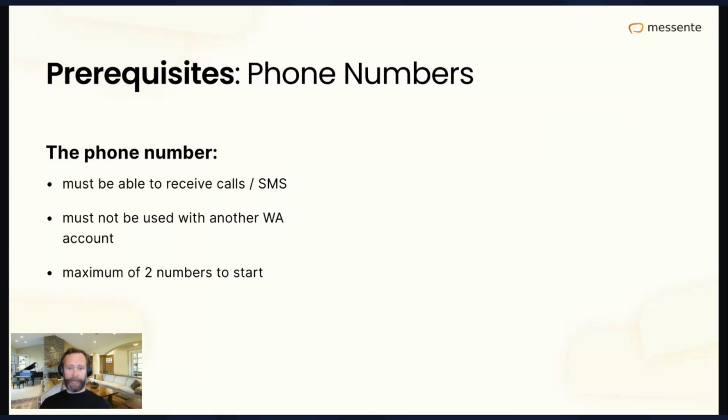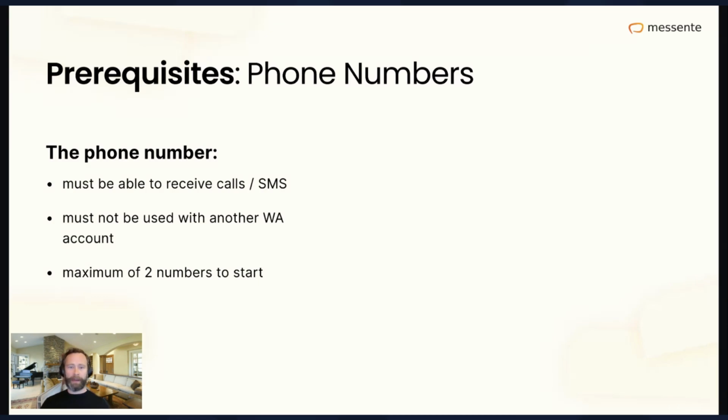The phone numbers must be able to receive calls or SMS. This is really just for authenticating the phone number when you first sign up. So you don't need to receive lots of them. It's probably just one, but you do need some way of receiving an SMS or a call in order to authenticate. It can't be used with any other WhatsApp account.